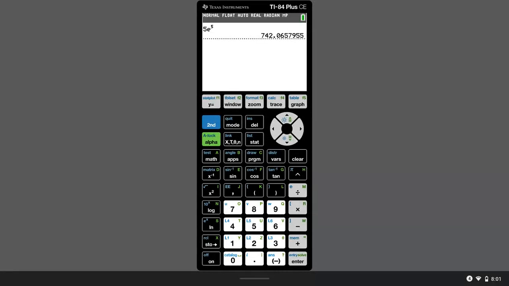These exponent numbers are going to get very large. That's okay. It does not mean you're doing it incorrectly. Think about your exponential graphs. They swoop up very quickly. 742.066.